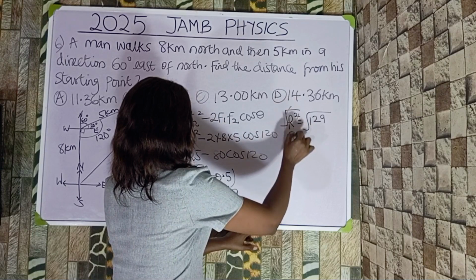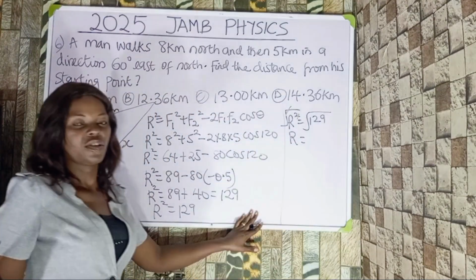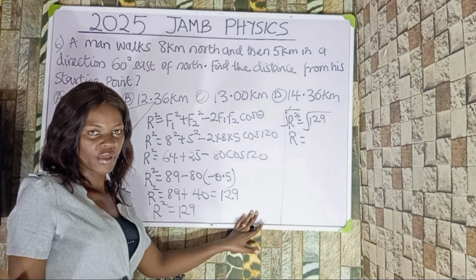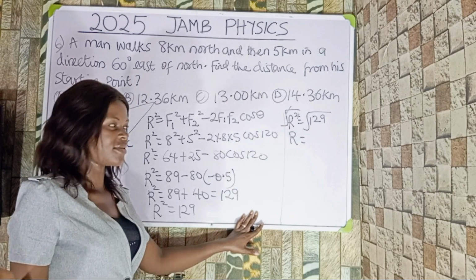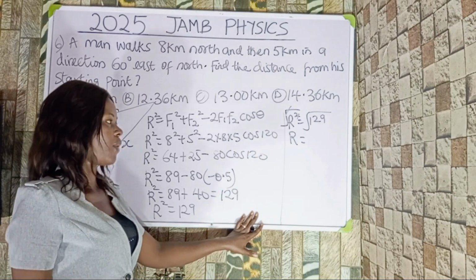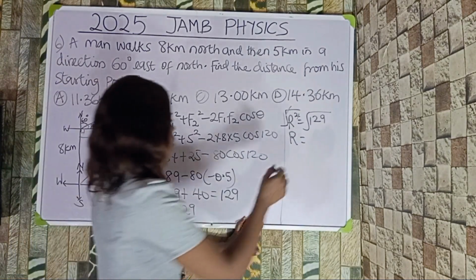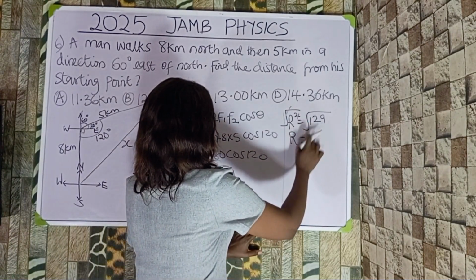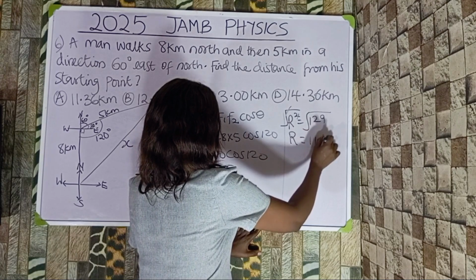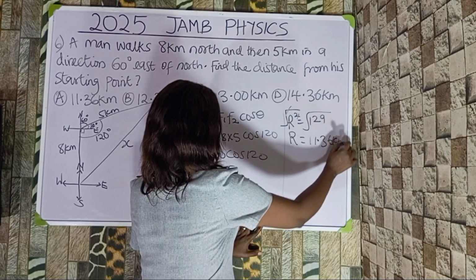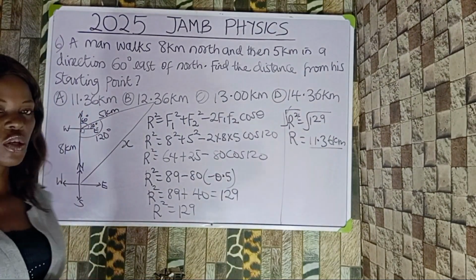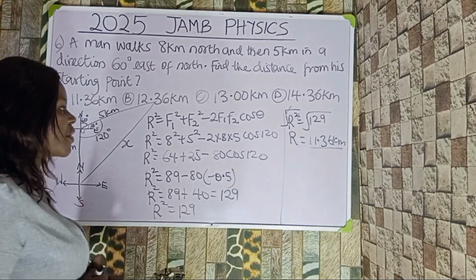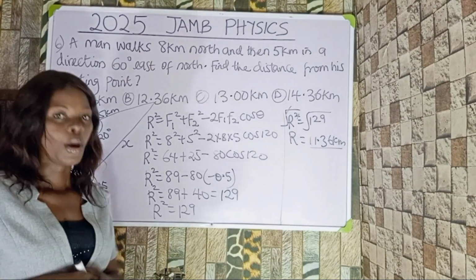This will cancel to give me R. And you know that 11 is a perfect square. Okay, so the root of 121 is equal to 11, and we're left with 8, right? So the most possible answer in what we have is 11.36 kilometers. I hope that is clear. So if you are given such a question in your forthcoming exam, this is how you can be able to solve it. I hope that is clear.